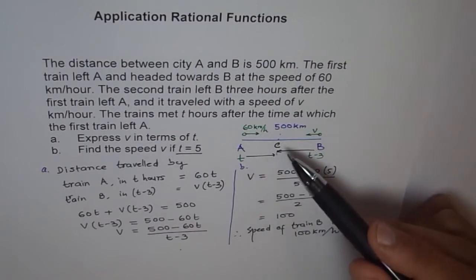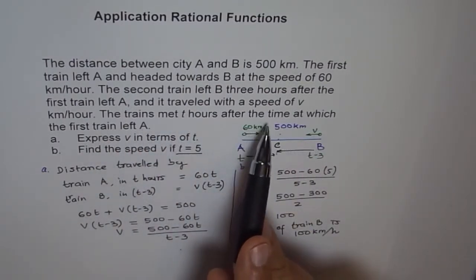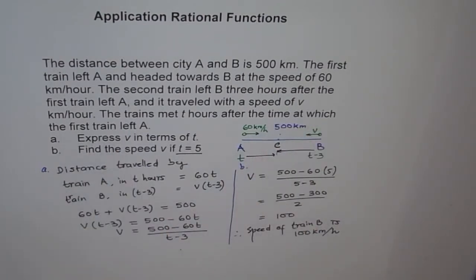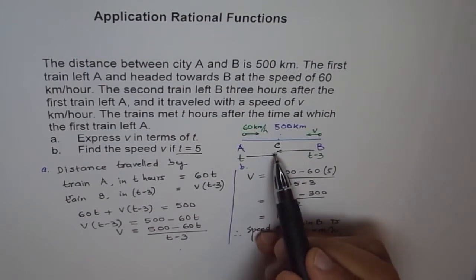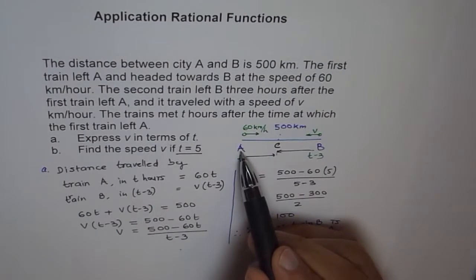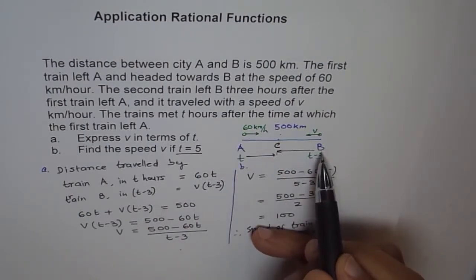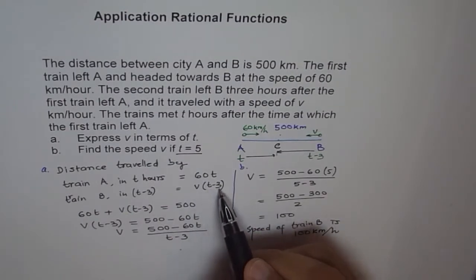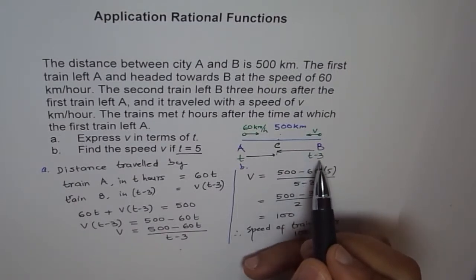Let's say t is the time when both of them meet, right? The trains met t hours after the time at which the first train left. So after t hours, both of them met. So strictly speaking, in t hours, train A traveled a distance of 60t, while B traveled a distance of v times (t minus 3). Why minus 3? Because it started 3 hours late, right? So it only traveled for t minus 3 units of time, right?